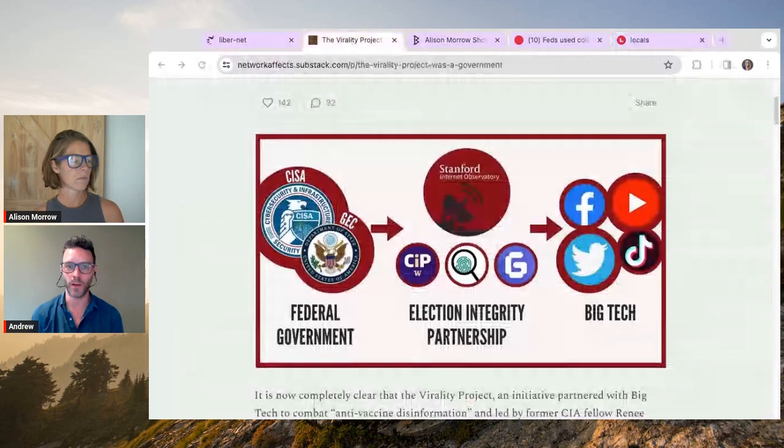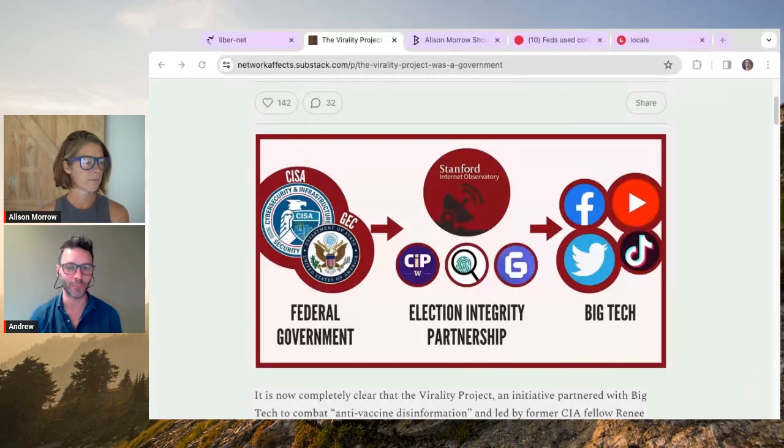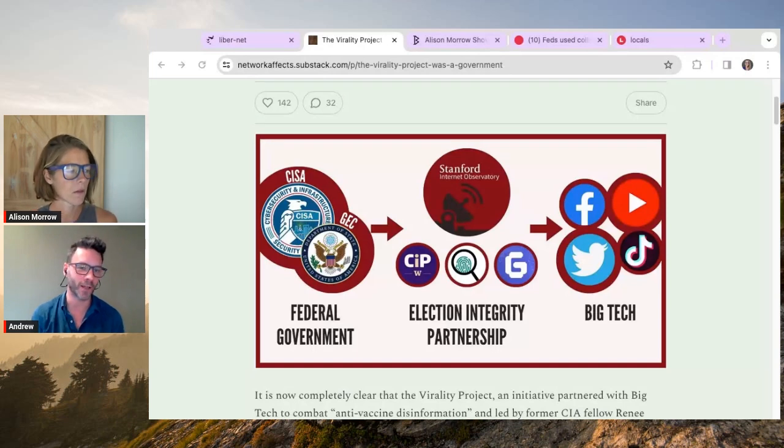There's an email from a guy called Graham Brookie, who is a leading figure in the Digital Forensics Research Lab, which is part of the Atlantic Council, essentially a NATO think tank, that says, to the effect, and if you scroll down you can see the exact quote, "DHS has just contacted us to set up an Election Integrity Partnership."